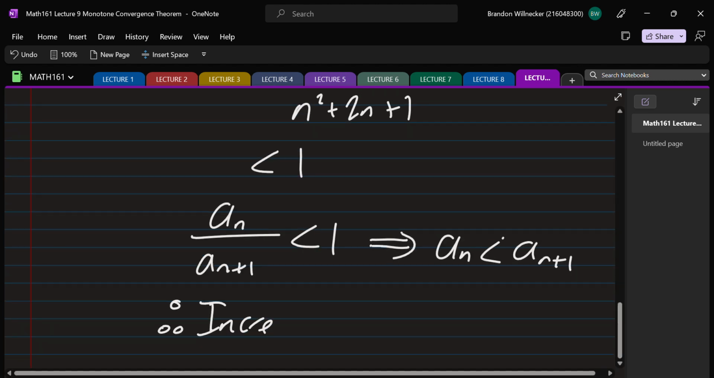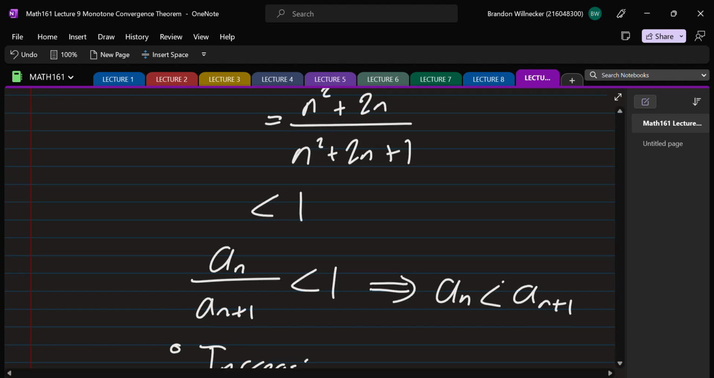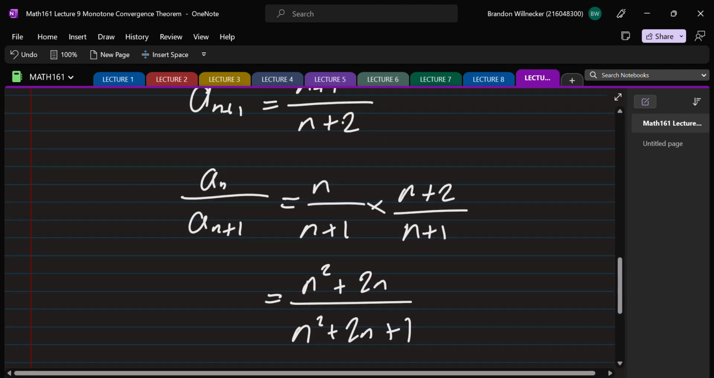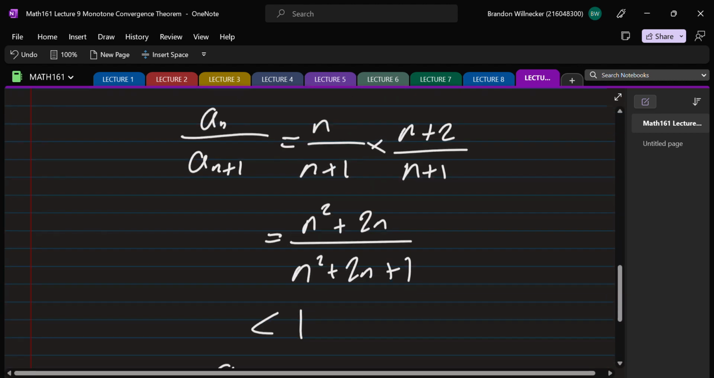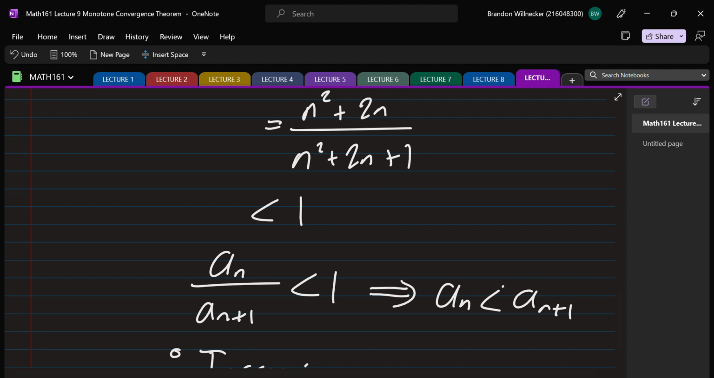Therefore, increasing. Okay, so this is one method to show if it's increasing or decreasing. We can take the ratio of consecutive terms and check if it is less than 1 or bigger than 1. So here, if we take the ratio and it's less than 1, that means it's increasing. If it was bigger than 1, then it would be decreasing. Okay, so we can use this ratio to test if it's increasing or decreasing.